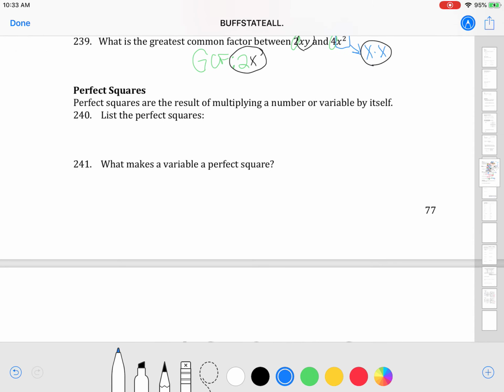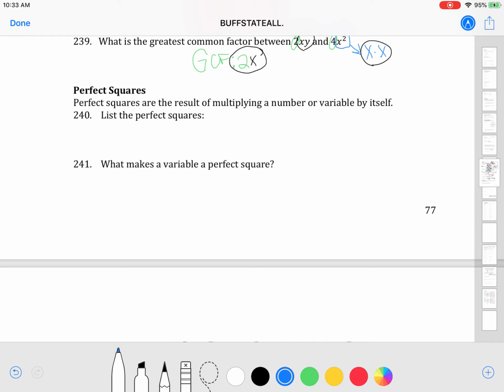All right, last little bit of background knowledge for a different type of factoring is perfect squares. So perfect squares are something most people are familiar with. We just don't really put a name to it. Perfect squares are the answer you get when you multiply any number by itself.